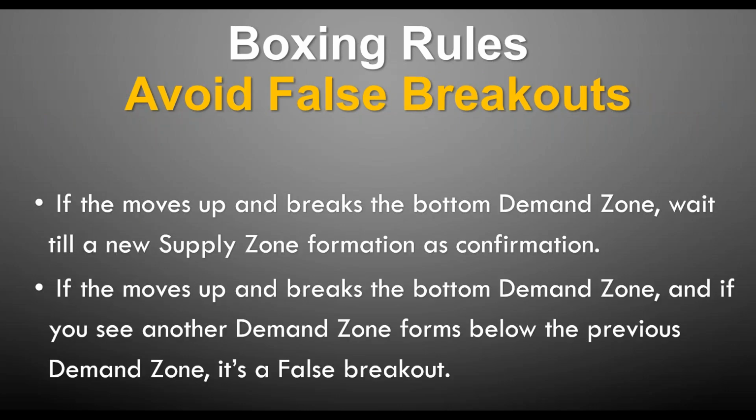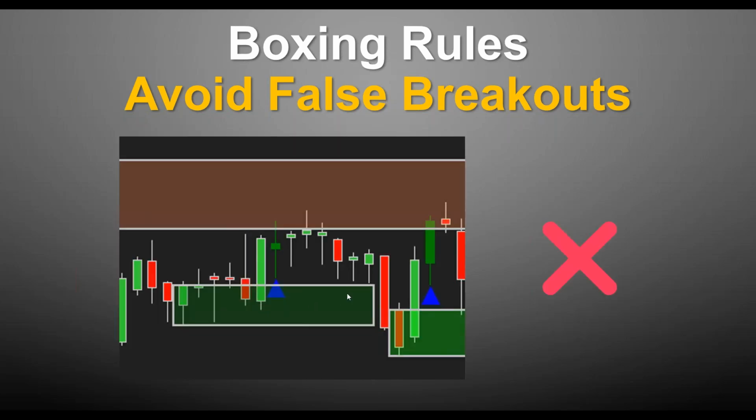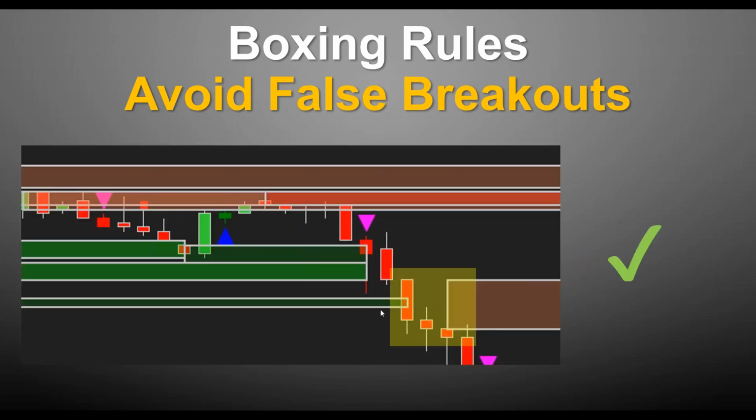That's why we try to give a lot more examples. Even in the Discord channel, for Launchpad members, we show how you can avoid the false break. For example, just because it breaks out from the bottom demand, it's still a false breakout because the demand was broken, price moved down, and another demand formed. It's a false breakout. Do not trade as long as you have the same demand zone. That means if the price broke the demand, you need to wait until another supply forms, where demand becomes supply becomes demand.